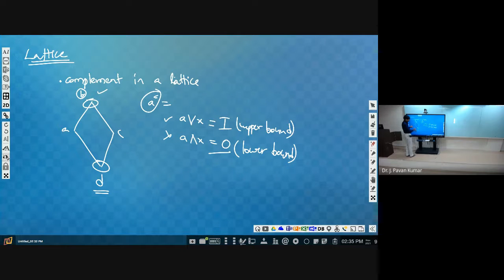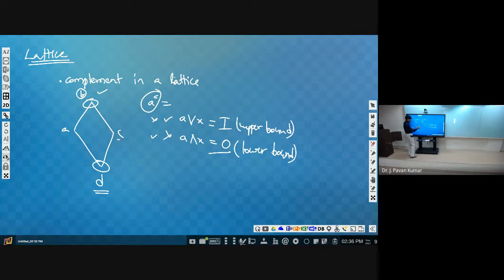Similarly, for D, A meet D is D only, but A join D is A itself. It is not I. So it is not satisfying the first condition, but the second condition is satisfied. So neither B nor D is a complement of A.